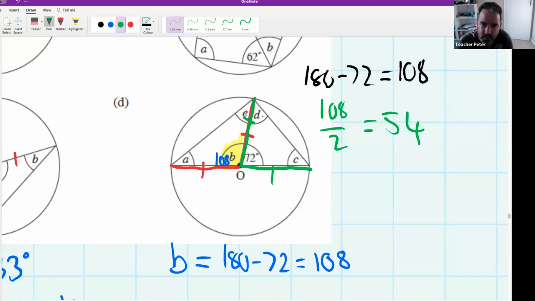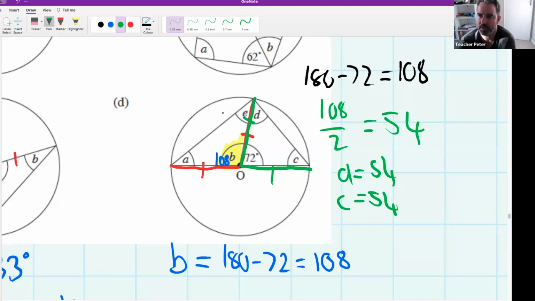And in fact, D is 54 and C is 54 because those are base angles in an isosceles triangle. Okay, perfect. Yeah, I agree completely. So all you've got left to find now is A and E.